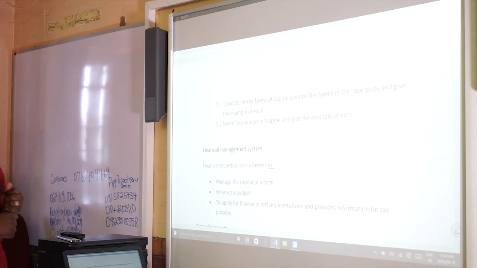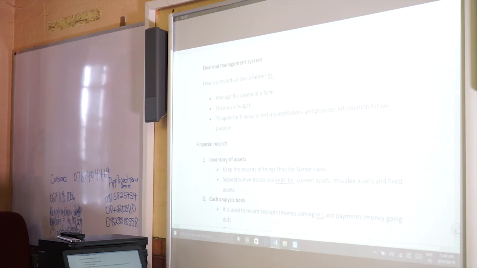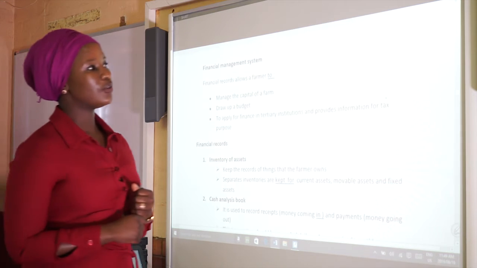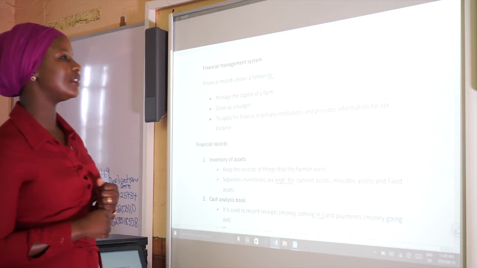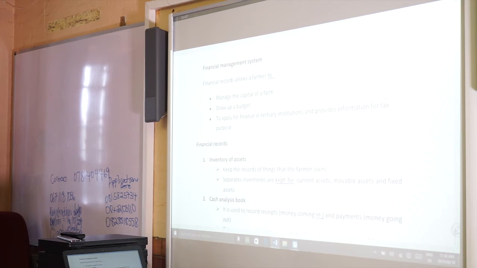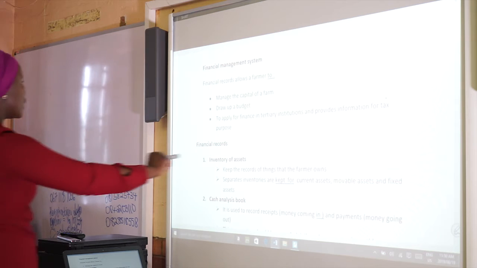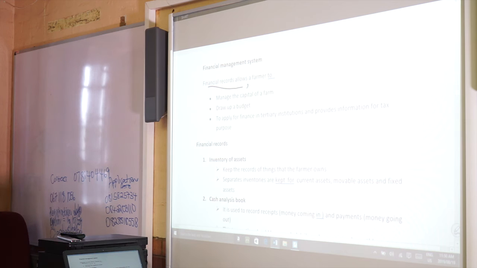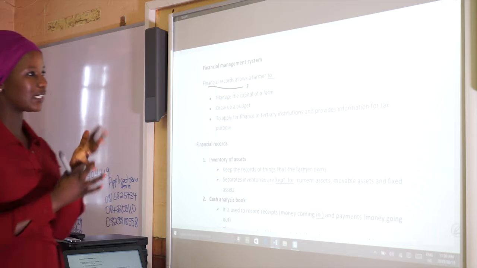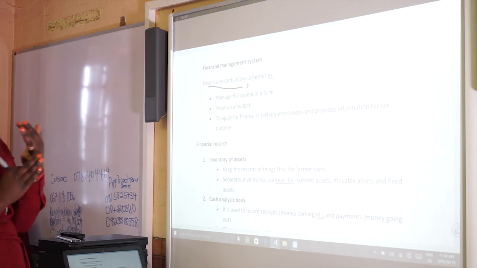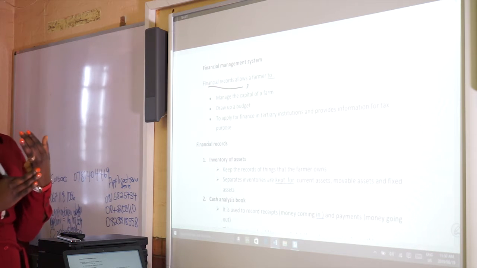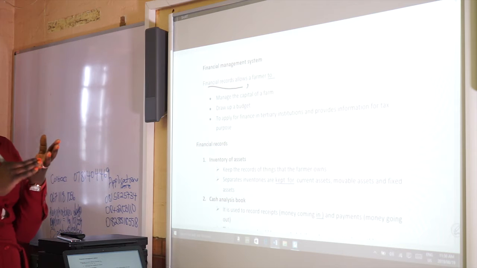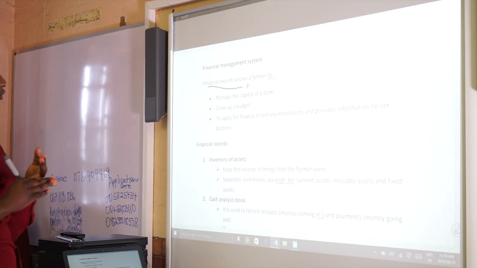Then now we're moving on. We are looking at a financial management system. So when we are having capital, most of the time it comes in the form of finance. So this finance needs to be managed. How do we manage finances? We manage finances using financial records. So when we are using financial records, how does that assist us? Number one, it assists us to manage the capital of a farm. If you've got financial records, it becomes much easier to know what you have done with your money, what is happening with the money, and then how much you can expect in the future.